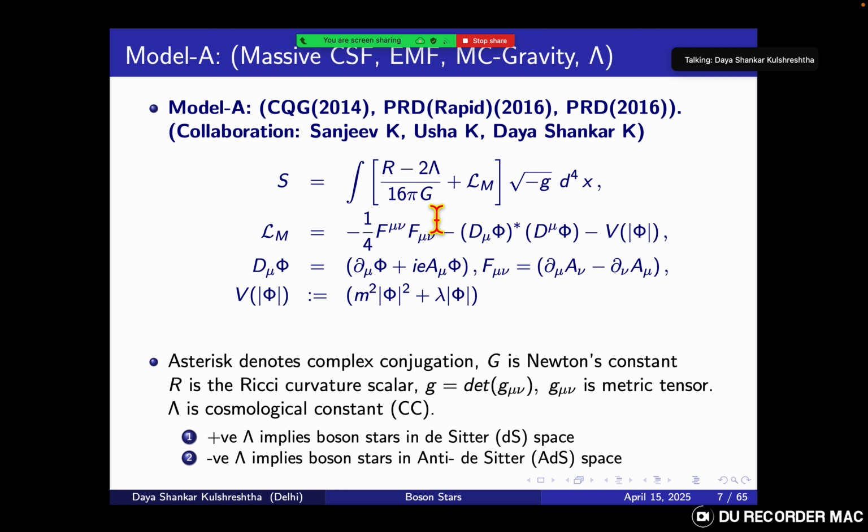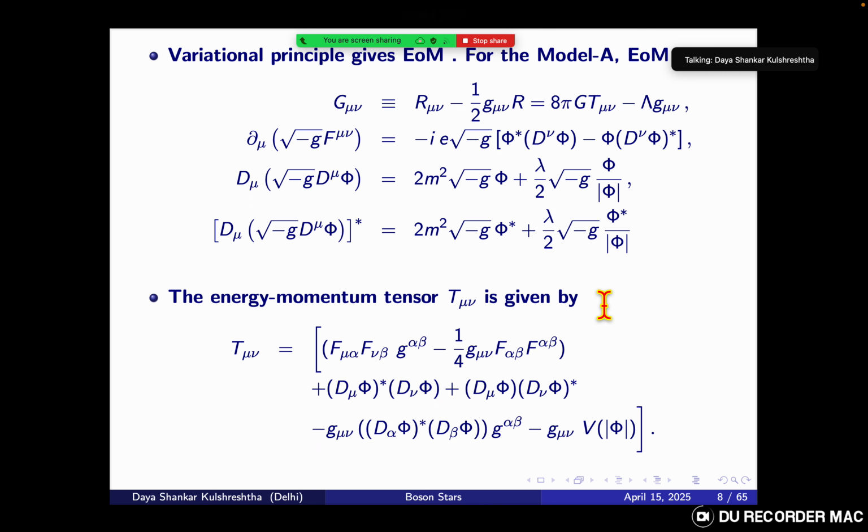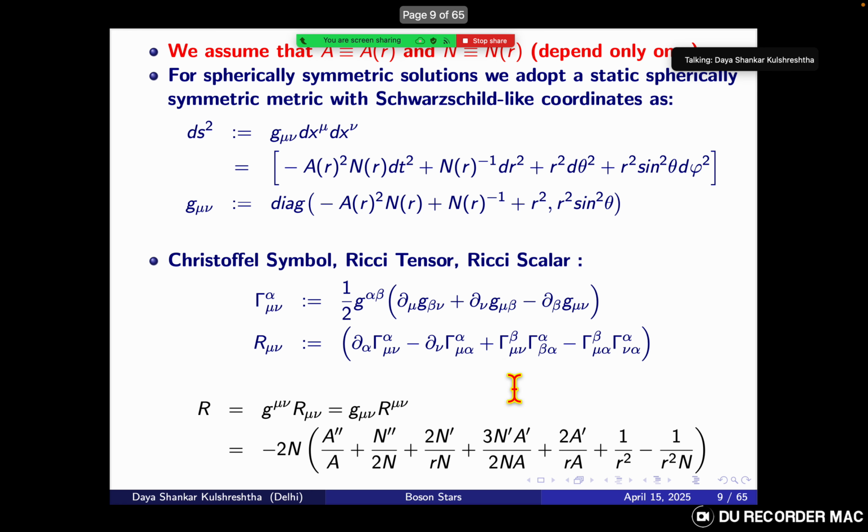Now in this convention, when lambda is positive, then it's a de Sitter space, and when lambda is negative, it's anti-de Sitter space. So the usual procedure, the variational principle, gives rise to the equations of motion. The first one is the Einstein equation, Maxwell's equation, and then the Klein-Gordon equation and its complex conjugate. Of course, they are coupled nonlinear differential equations, and this last one is just the energy momentum tensor.